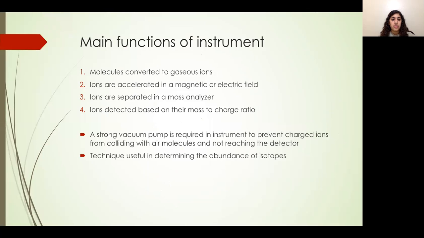Gas chromatography mass spectrometry is a bioanalytical technique in which molecules are converted into ions, which are separated based on their mass-to-charge ratio. It is useful in determining the abundance of isotopes. This instrument performs four major functions: production of gaseous ions, acceleration of ions in magnetic or electric field, separation of ions in mass analyzer, and finally detection of ions based on their mass-to-charge ratio. A strong vacuum pump is required in the instrument to prevent the charged ions from colliding with air molecules and not reaching the detector.